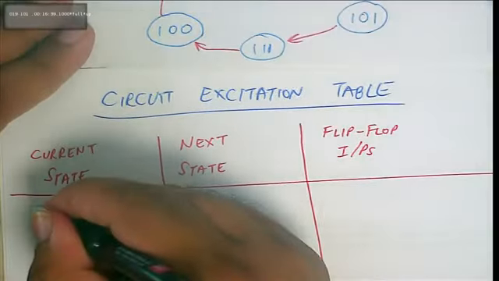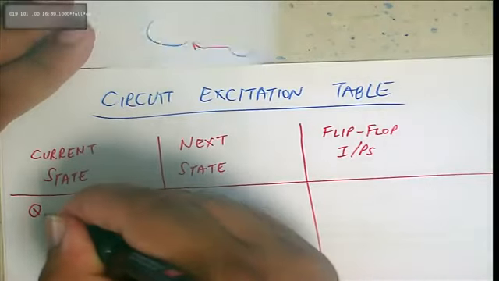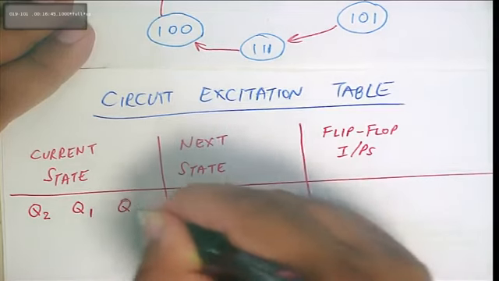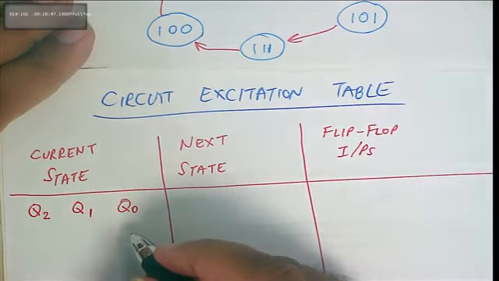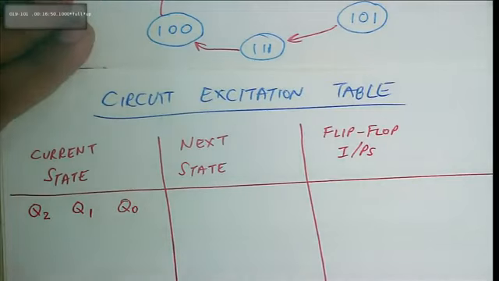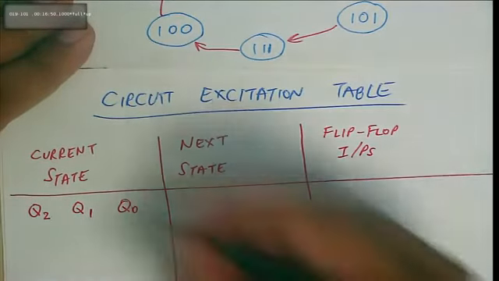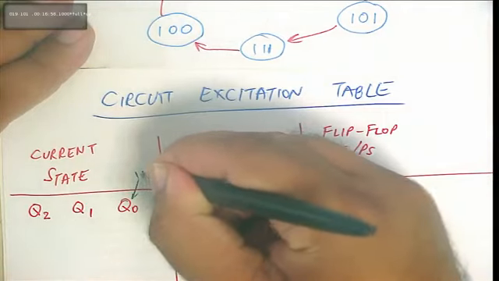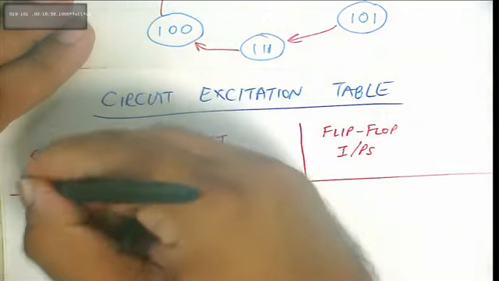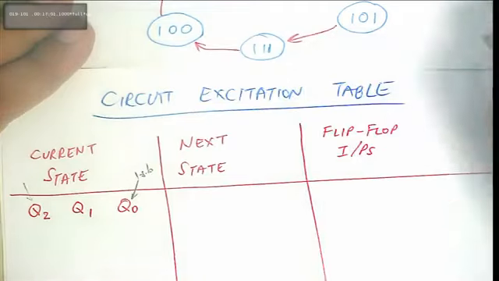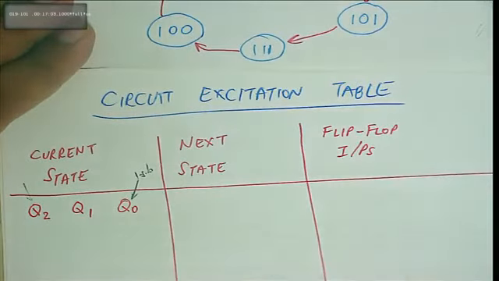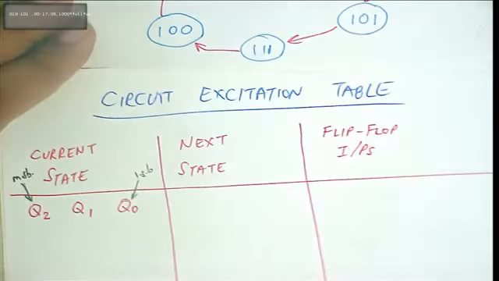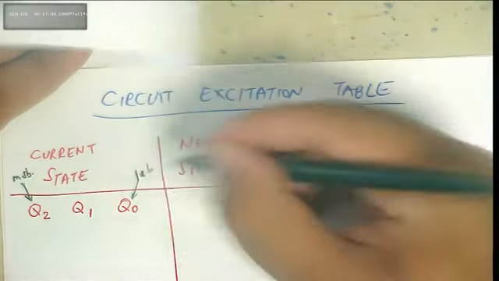Okay, the current state will be, let's use the word Q2, Q1, Q0, where Q0 is the least significant. I'll just write it down over here. This guy here is the least significant bit. This guy here is the most significant bit. Everyone happy with that? Least significant bit, most significant bit.